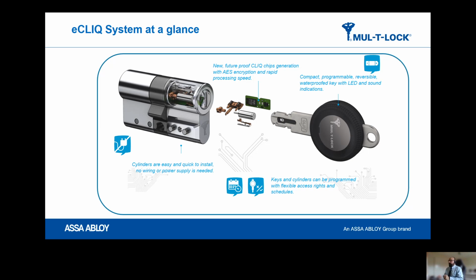This key operates the cylinder. Like I said, it's a battery-operated key, and the battery or the power is actually in the key itself. So it's a compact, programmable, reversible, waterproof key with an LED and sound indication as well. As soon as you insert the key in the lock or the cylinder, you will see whether you have access by the green flashes, or you will see a red light flashing saying you haven't got access to the cylinder and the lock won't operate.